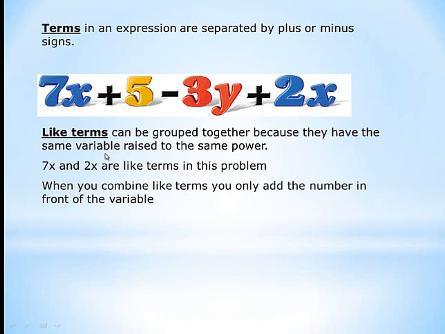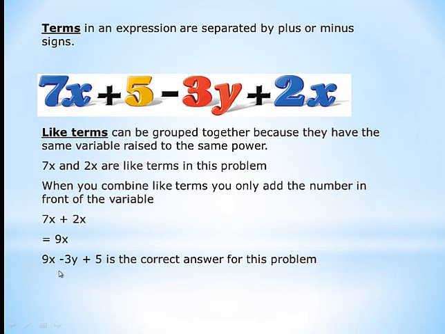So when you add like terms or you combine them, the only thing you do is add the numbers in front, or if it's a multiplication, you multiply the numbers in front, and then the variable stays the same. So 7x plus 2x, think of it as 7 xylophones plus 2 more xylophones. How many xylophones would you have? You'd have 9 xylophones, but you've got to put the rest of the problem in there. So it'd be 9x minus 3y plus 5. So that would be your final answer for this problem.